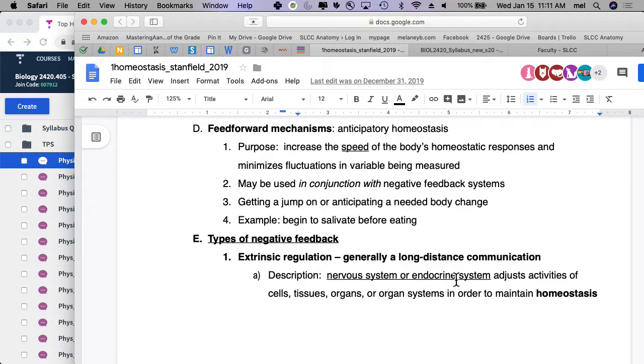So these are called feed-forward mechanisms. And please note that it's not the opposite of negative feedback. It's anticipatory, right? It thinks it's going to be right. If it's good at it, it'll keep doing it. If it's bad at it, it's not worth the money, right?